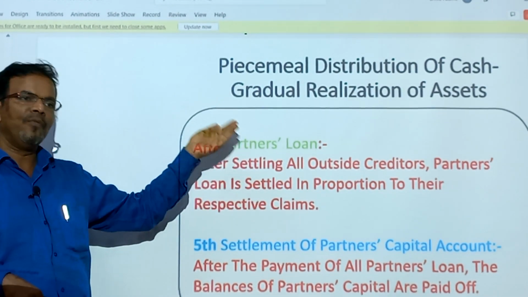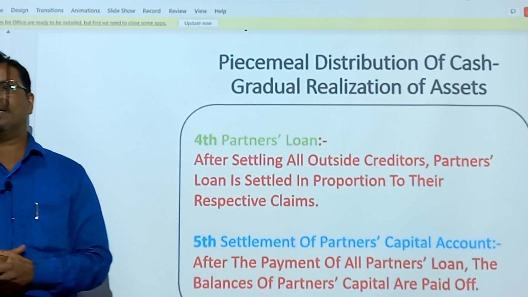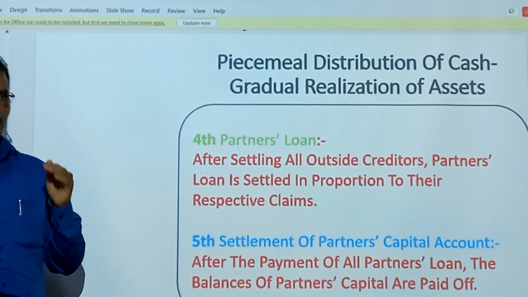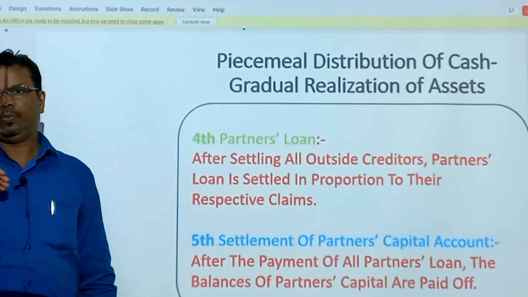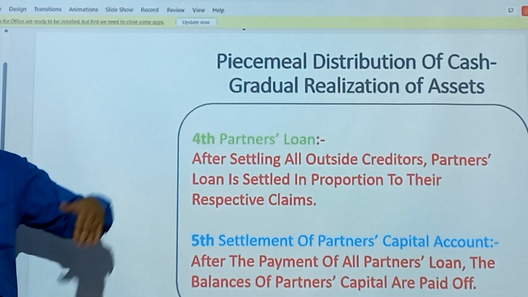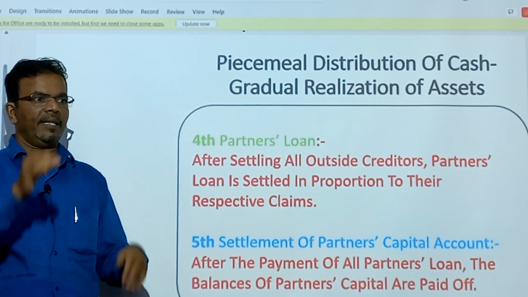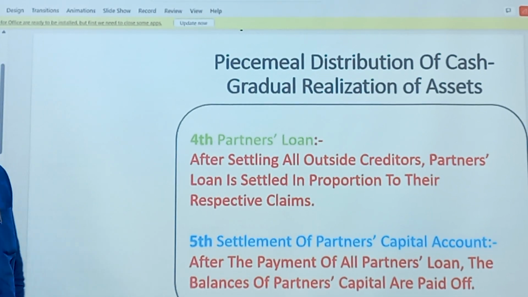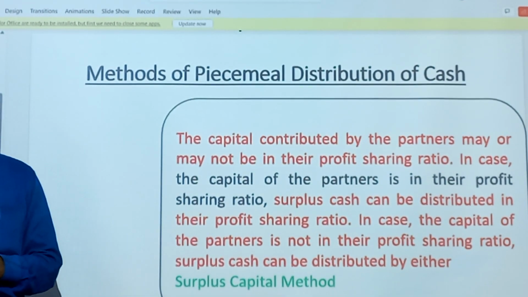After the full settlement of the partner loan, we will come to the settlement of partners capital account. So we will pay the partners capital account in their capital sharing ratio. Whenever cash is available, we will settle A capital, B capital, C capital, तीनों को एक ही साथ in their capital sharing ratio. So these are the payment order for the liability.